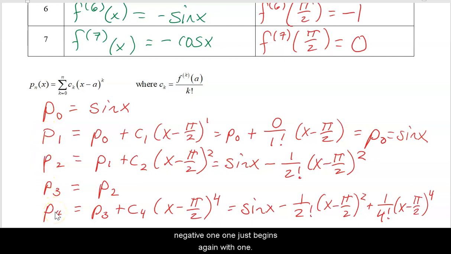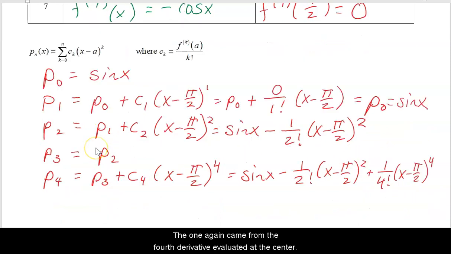This begins again with 1. That means the fourth term will have a 1 in the numerator divided by 4 factorial times x minus pi over 2 to the fourth power. The 1 again came from the fourth derivative evaluated at the center.